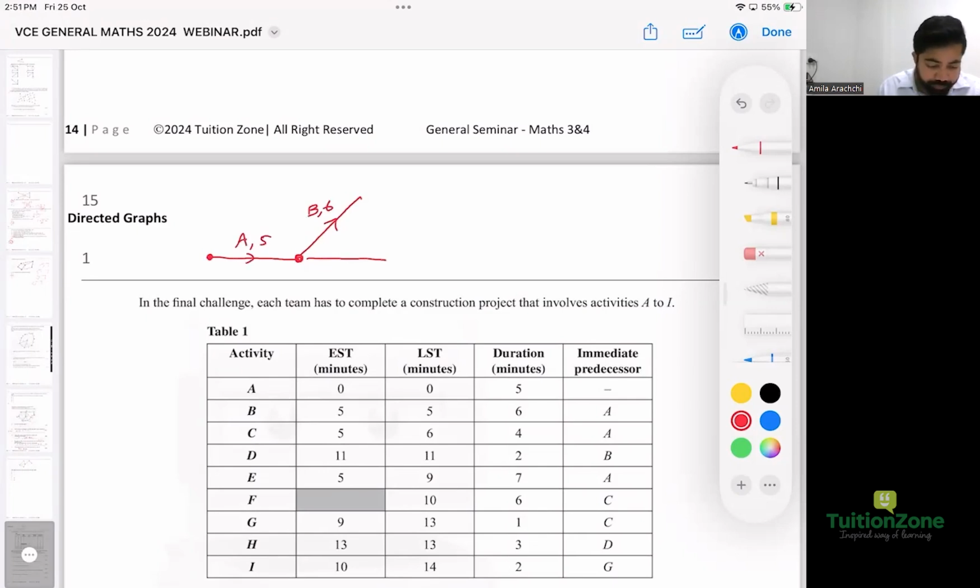A is 5. C is 4. And then we need D. Okay. These two. And then also we need D to start only H. It's not bad. Something like this. And then we need C for both of them, which is F and the G.